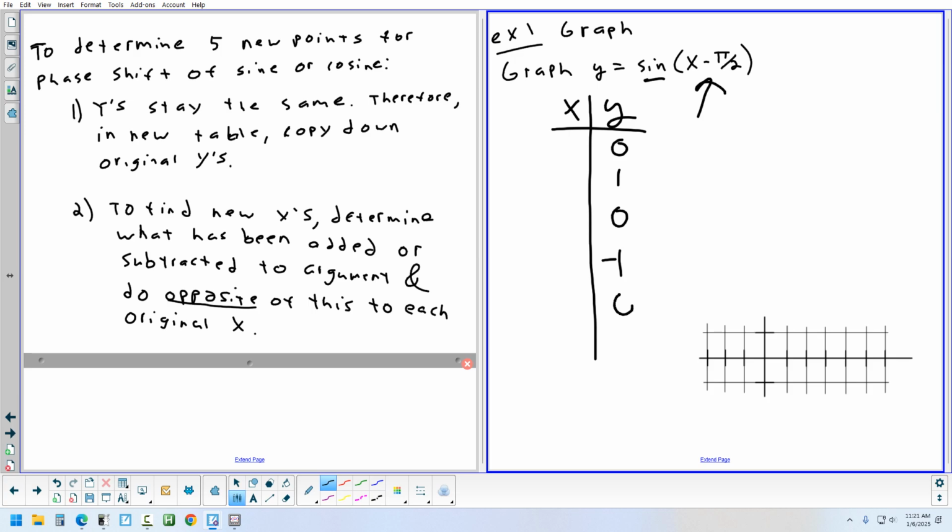And 0. Okay. Now I'm going to write down my 5 starting x values, but I'm not going to put them in the table. I'm going to put them off to the side.